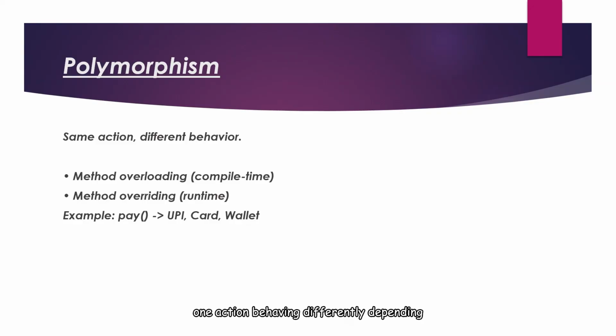Polymorphism means one action behaving differently depending on context. We see this through method overloading at compile time and method overriding at runtime. In a payment system, a method like pay can behave differently for UPI, card, or wallet payments.